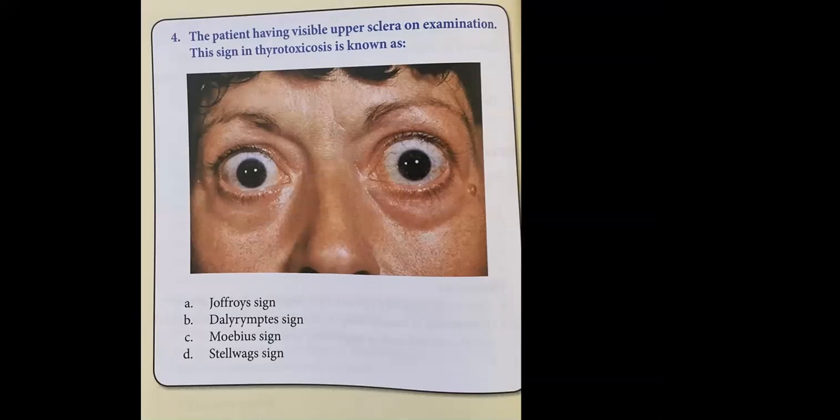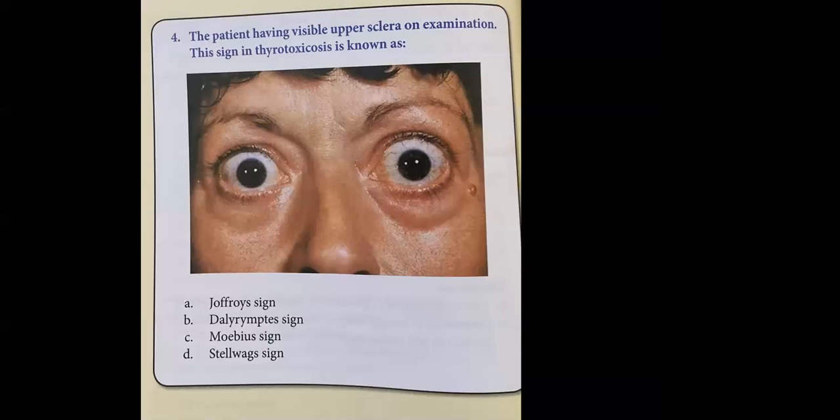So what is Joffroy's sign? If the patient looks upward, then there will be absence of wrinkling on the forehead. That's very good. So loss of forehead wrinkles is nothing but Joffroy's sign.